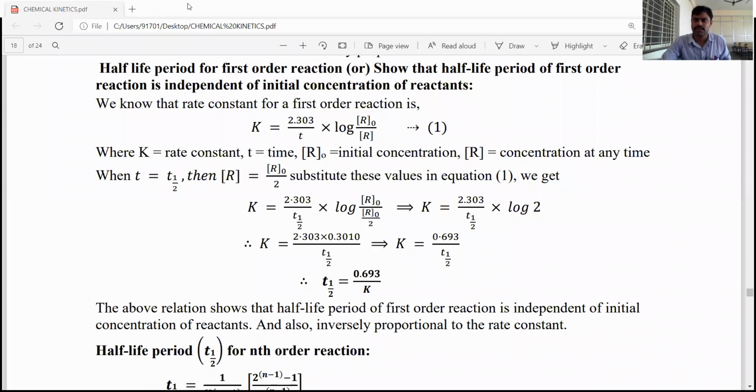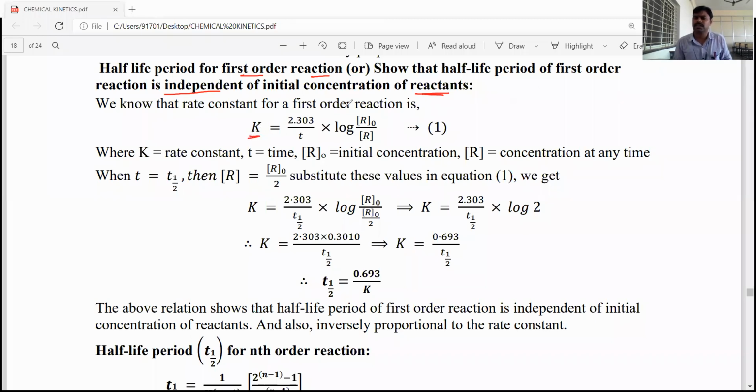So, first order reaction: half-life period for a first order reaction. They will ask this question like this, or otherwise ask to show that the half-life period for a first order reaction is independent of the initial concentration of reactant. Independent means it does not depend on the initial concentration of reactant. We need to prove this, and we know very well, dear students, the half-life formula, the integrated rate constant.